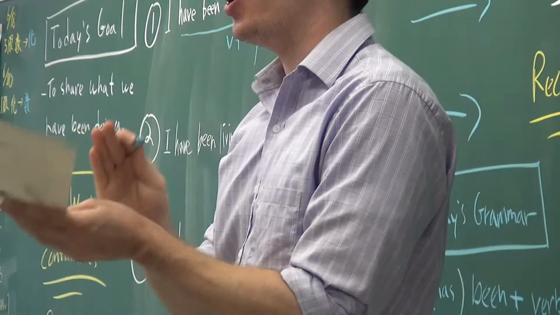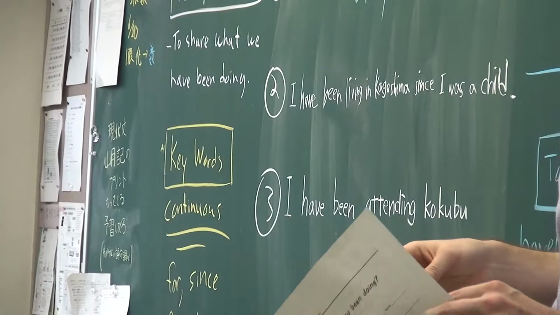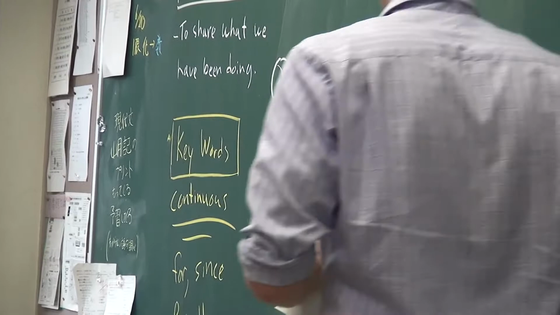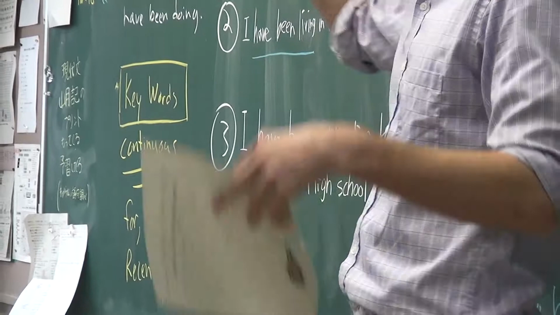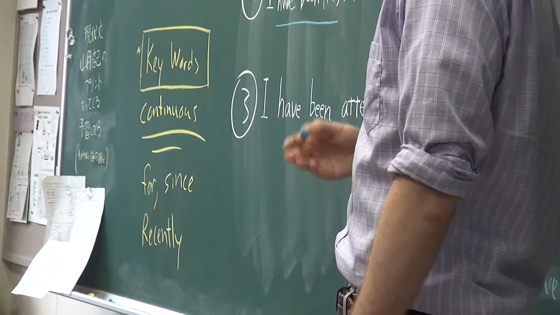Alright, number two, please read. Oh, very good. I really like this sentence. I have been living, so very good, today's grammar, in Kagoshima since I was a child. I like that. Since I was a child. So since is a specific time. So since I was a child, since I was in middle school, since I was in high school even. Very good. So give him a hand. Yay.